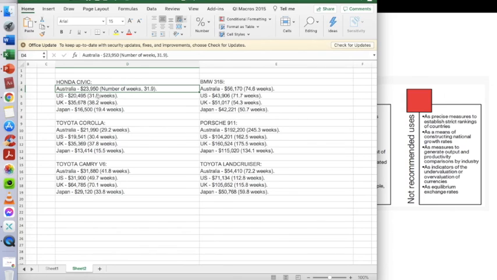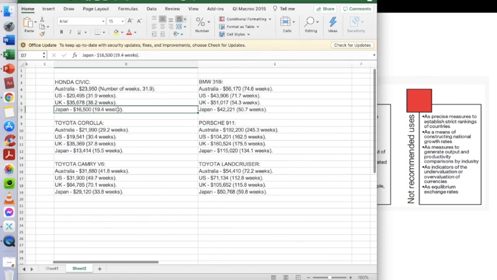Now in Australia, a Honda Civic is $23,950, which takes on average 31.9 weeks of work to purchase. In Japan, it takes only 19.4 weeks. Why? Because the Honda Civic is Japanese and Australia probably has import taxes. Now the price isn't so different in the US. It's just about 25% higher, but the difference in the number of weeks worked is just over 50%, and so that just means that income in Japan is relatively higher.